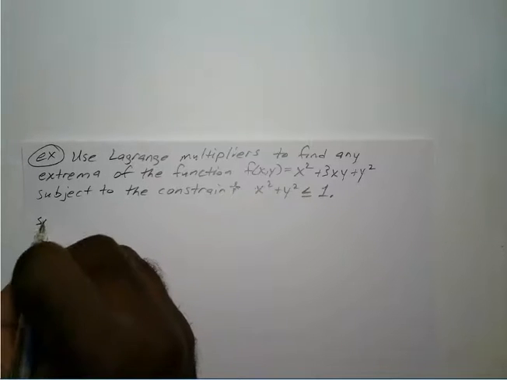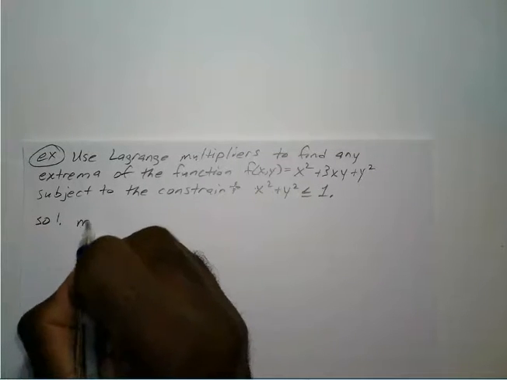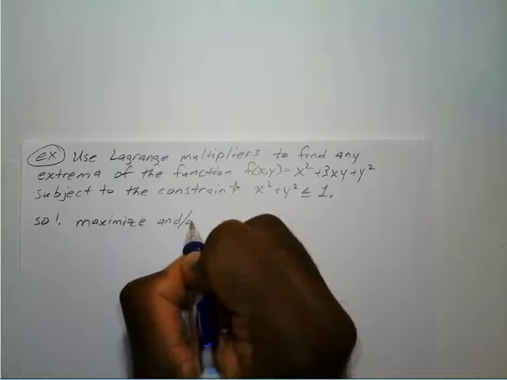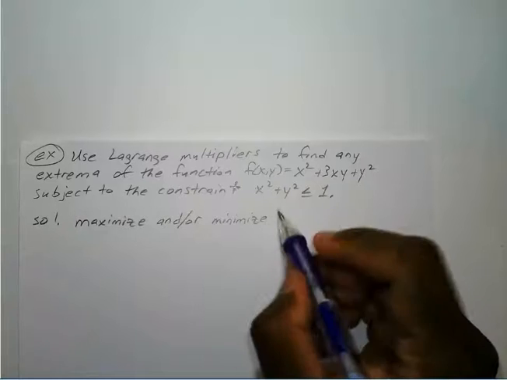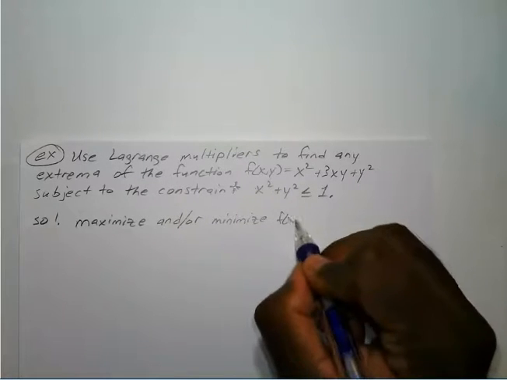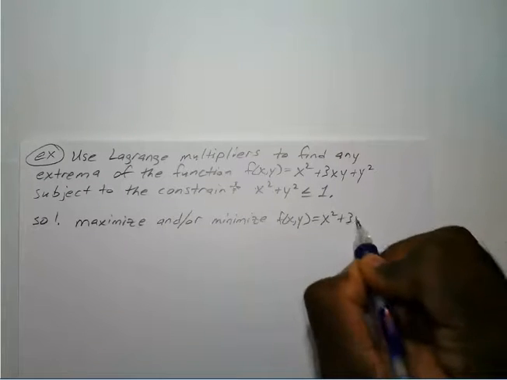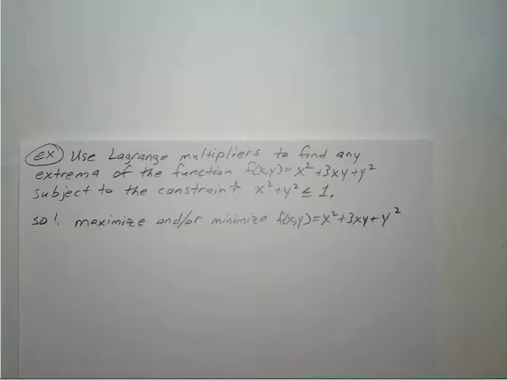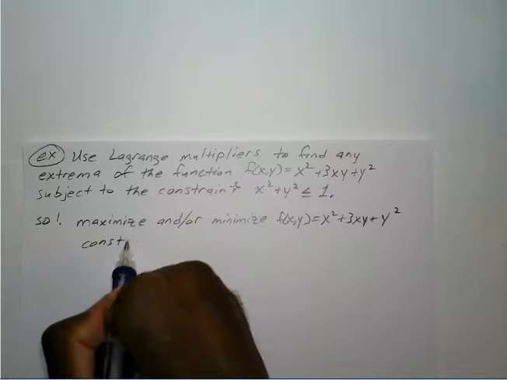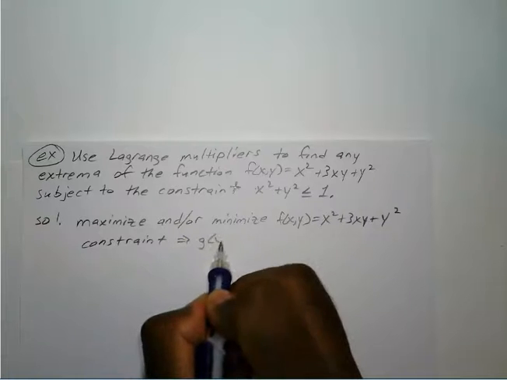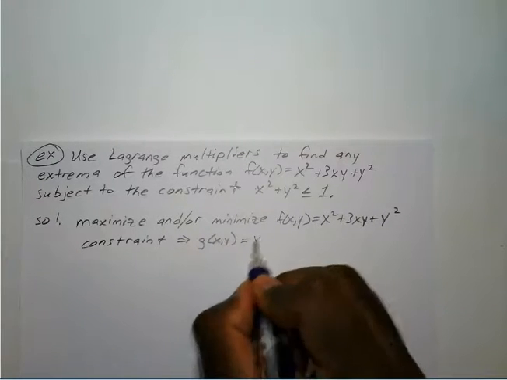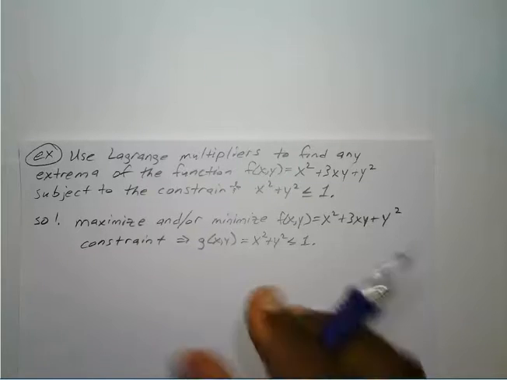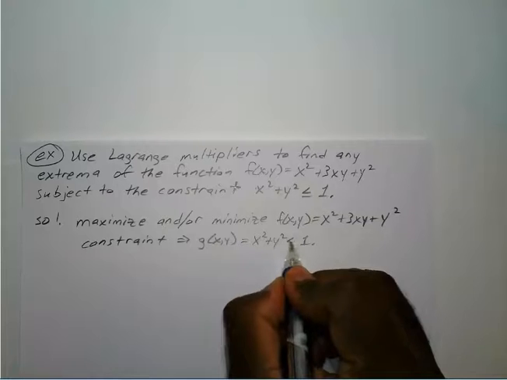So we already know we want to maximize and/or minimize our f of x, y. So f of x, y equals x squared plus 3xy plus y squared. And our constraint is our g of x, y, which is x squared plus y squared is less than or equal to 1. Let me make sure that's a little clearer. Less than or equal to 1.